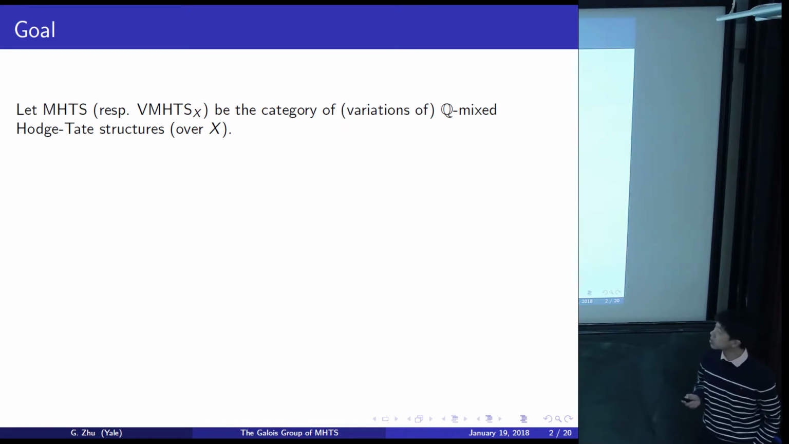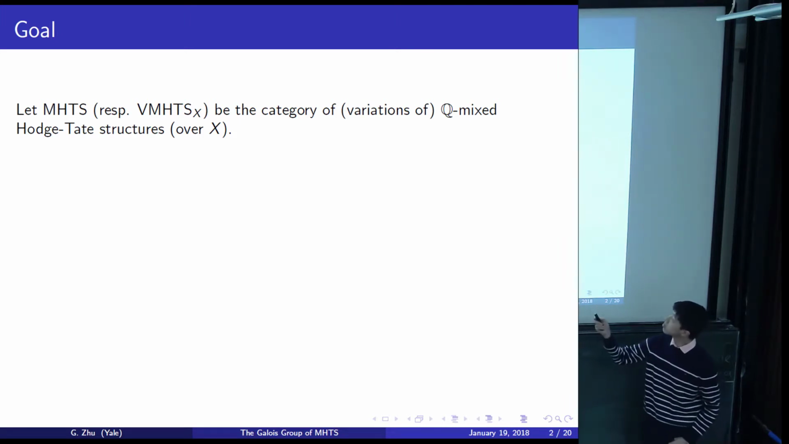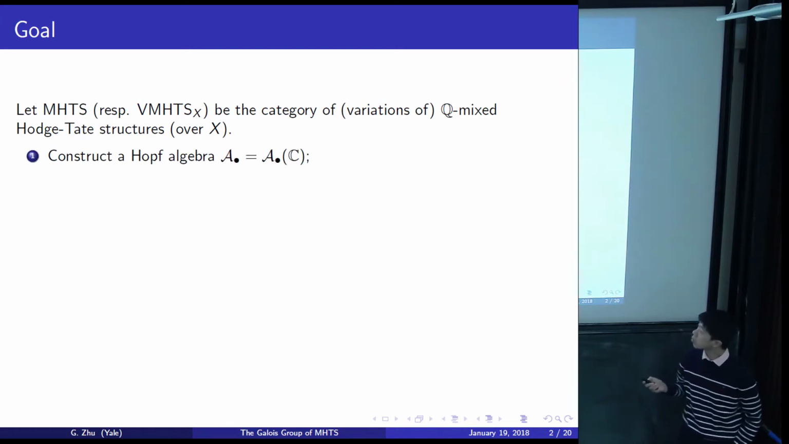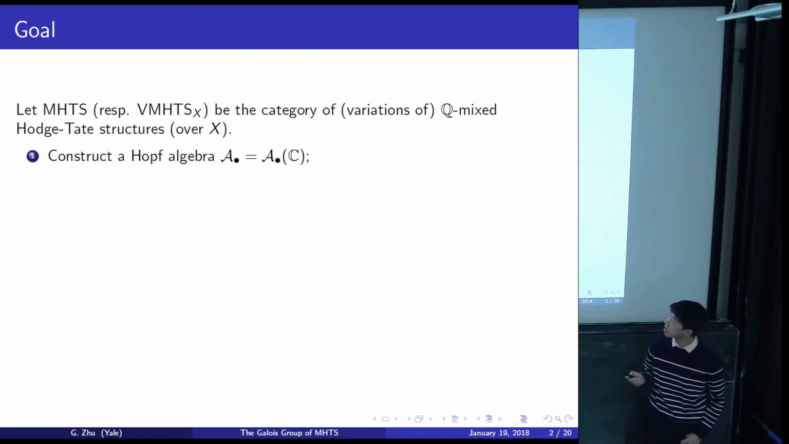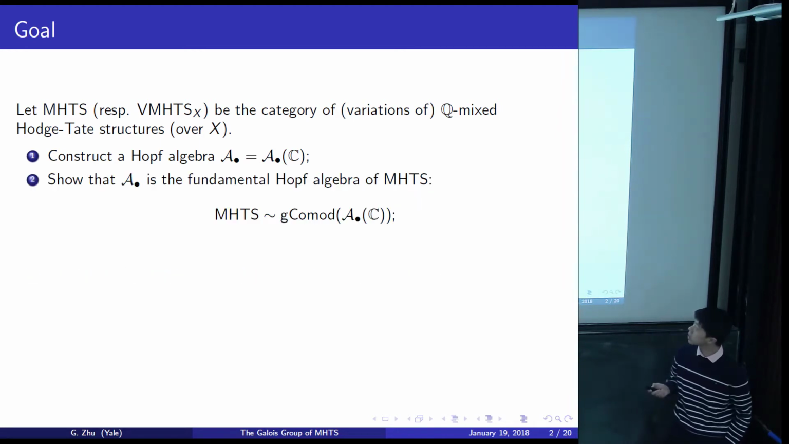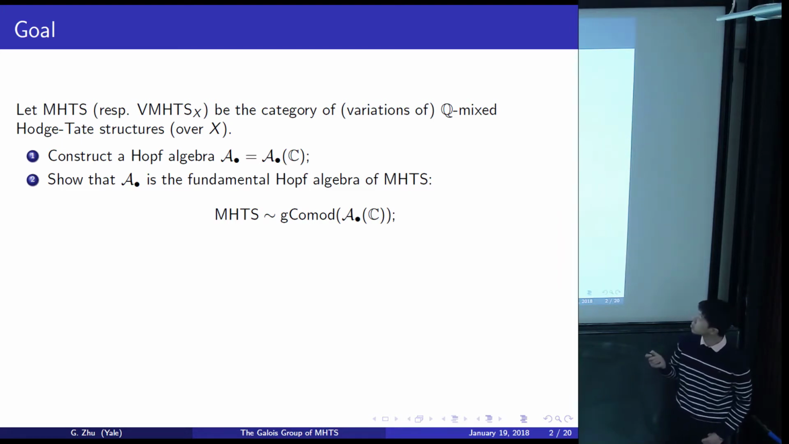So first, our goal is: let MHTS denote the category of Q mixed Hodge Tate structures, and VMHTS over X the variations over X. Our goal is to construct a Hopf algebra A, or rather A_C, and then we will show that the fundamental Hopf algebra of the category of mixed Hodge Tate structures is equivalent to the graded comodule of A_C.